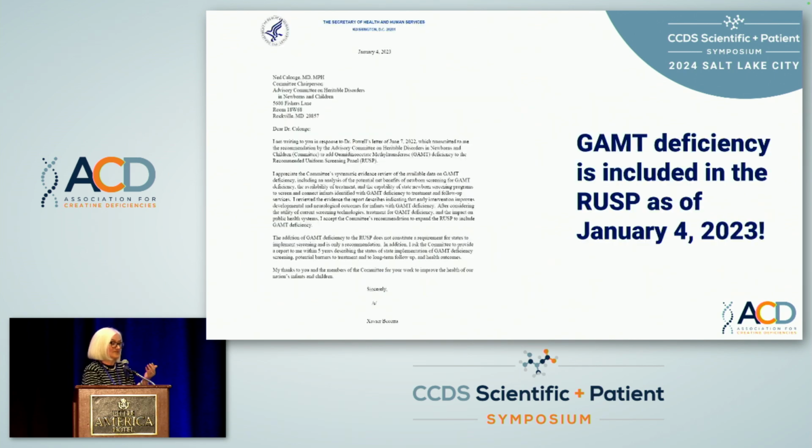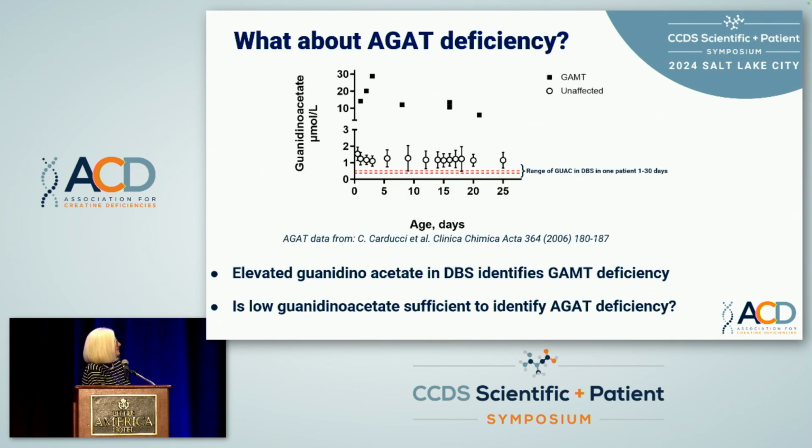Okay, so this was what we needed, and finally GAMT deficiency has been included in the recommended uniform screening panel since January 4, 2023. This is the letter from the Secretary of Health and Human Services with the approval. So now we have two more conditions.